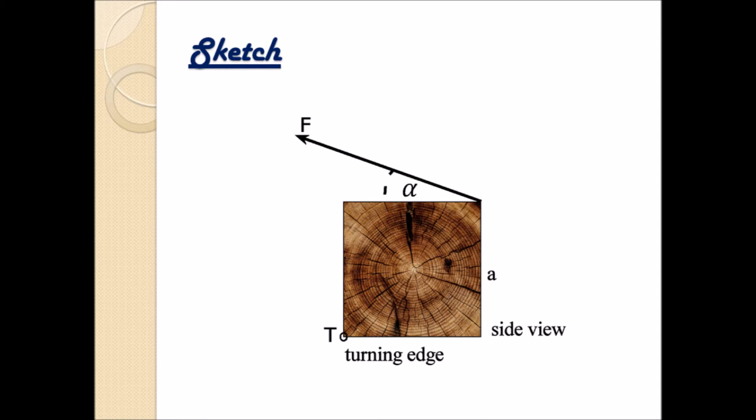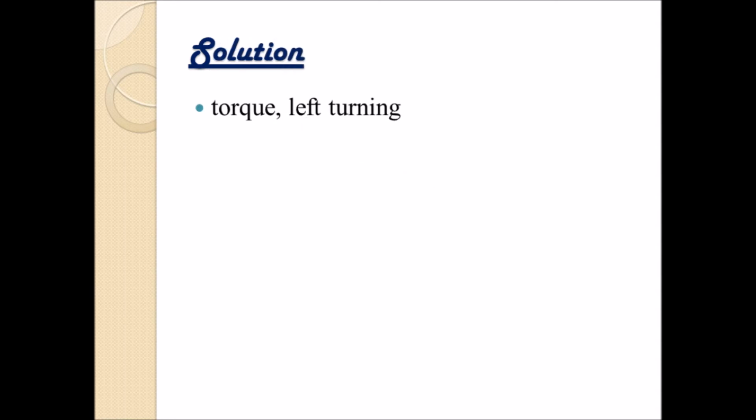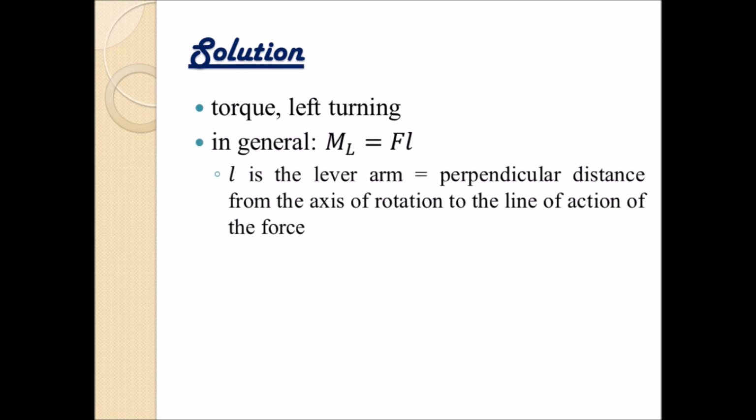Well, what we know is that we want to turn it left, there will be some torque. And indeed, two different types of torque. First of all, there is this left turning torque. And in general, the torque, this kind of momentum M, let's give it an index L, equals F times L. So the force multiplied with the lever arm. Now, what is a lever arm? A lever arm is the perpendicular distance from the axis of rotation to the line of action of the force.